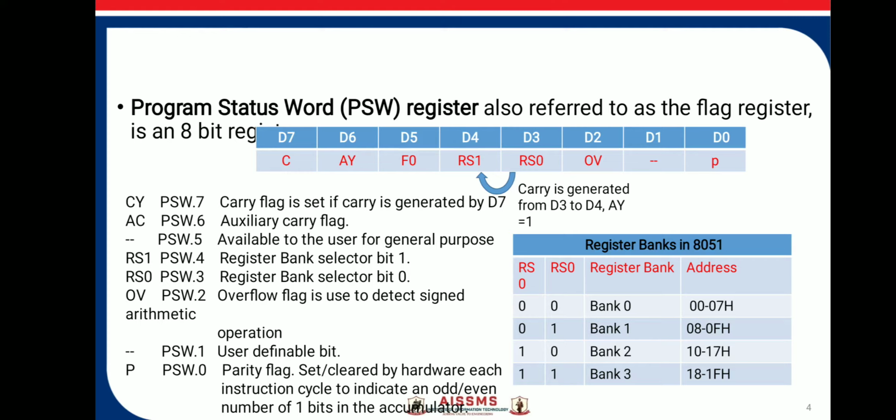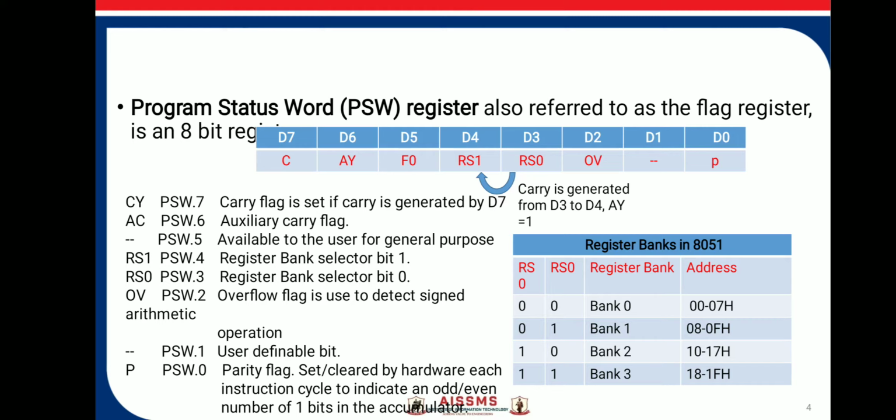When we keep these bits as 00, we select register bank 0 with address 00 to 7H. When we make these bits 01, we select bank 1. When we make them 10, we select bank 2, and when we make these two bits 11, we select bank 3. By default in 8051 we use register bank 0.